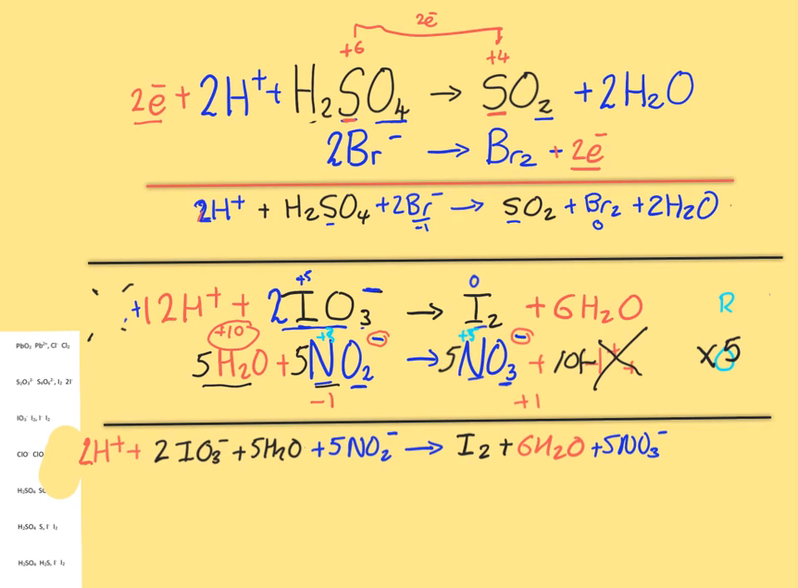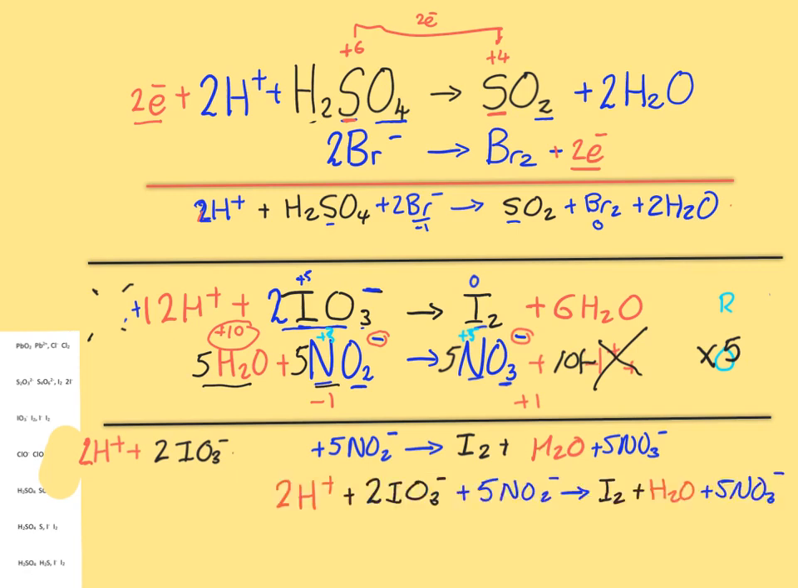We can also look at both sides and see water. On this side we have 5 water molecules and on this one 6. So if we take out the 5 water molecules from both sides, that leaves us with 1 water molecule on this side. So now let's tidy up our balanced redox equation. Again, remember, electrons should not appear in the overall redox equation.